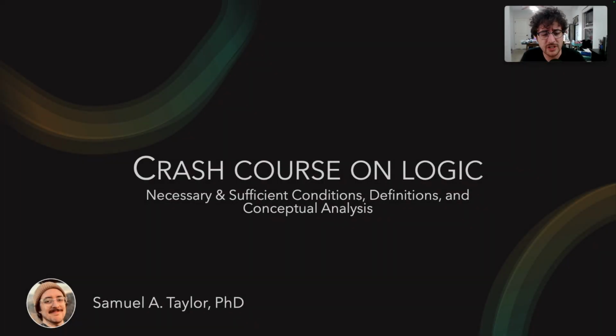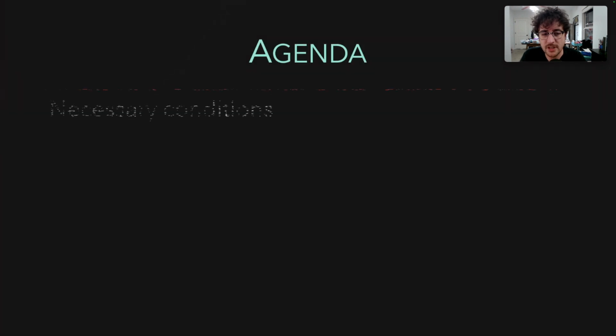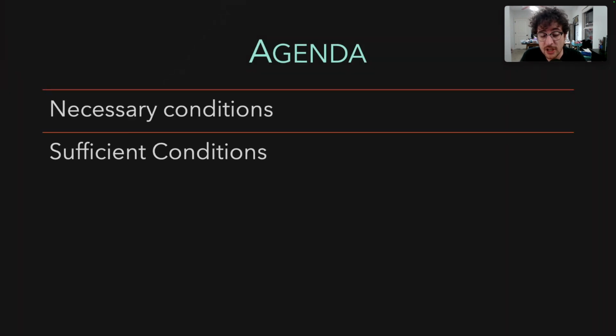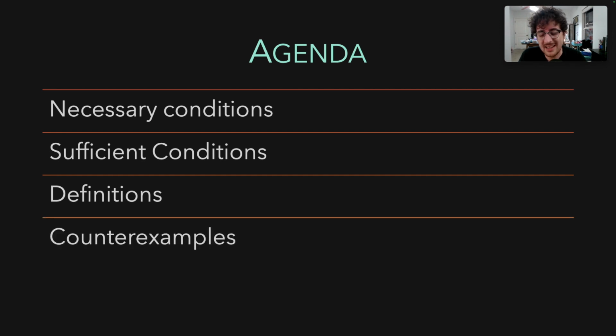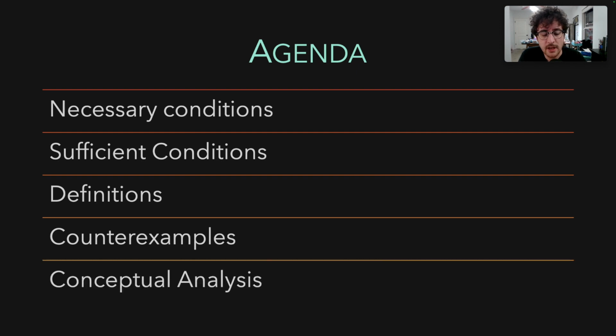This video is going to finish out our crash course on logic by talking about necessary and sufficient conditions and how they relate to trying to give clear, precise definitions, and the role that they play in a method that comes from philosophy that's known as conceptual analysis. So in this video we'll talk about necessary conditions, sufficient conditions, how these play a role in giving definitions, the idea of a counterexample and how that can help us assess proposed definitions, and how all of these ideas play a role in this method that I called conceptual analysis.